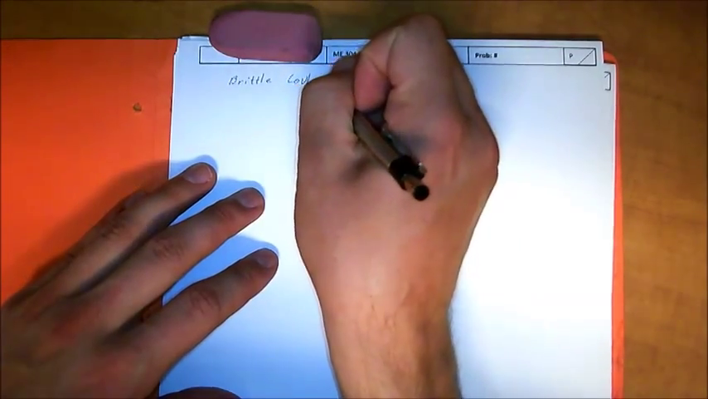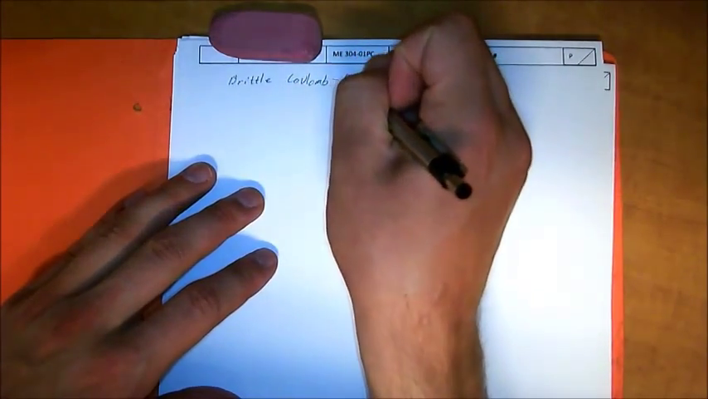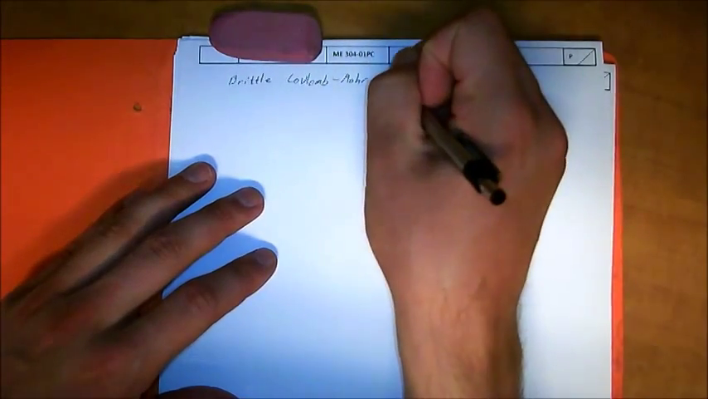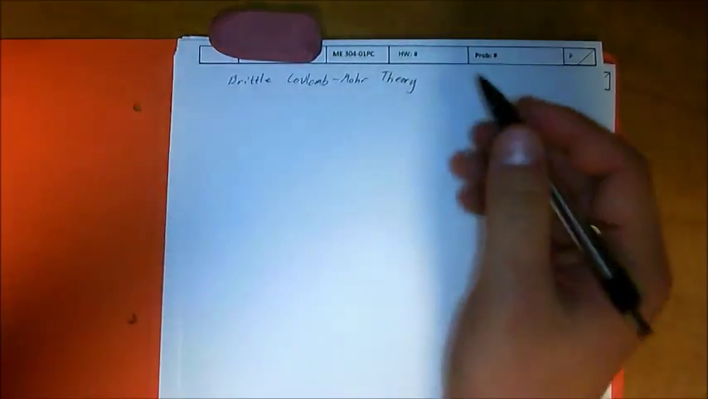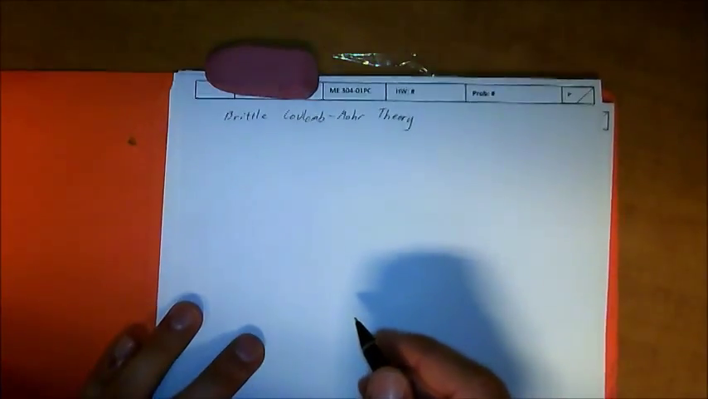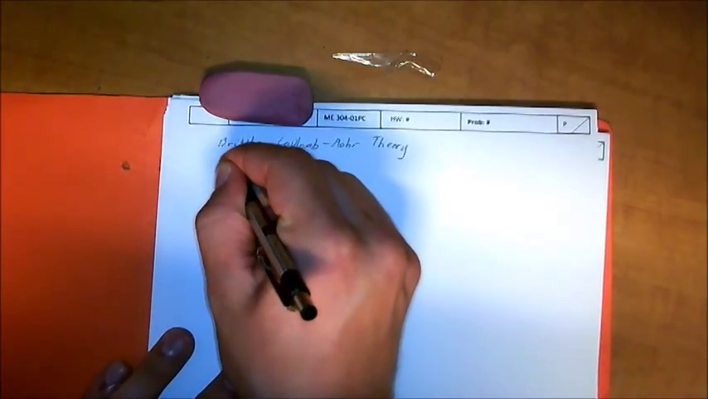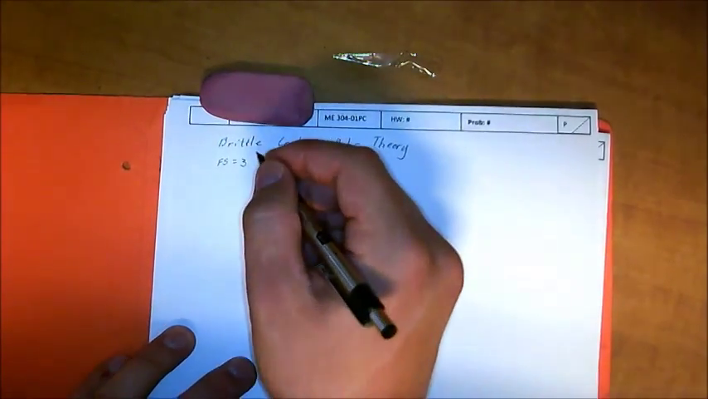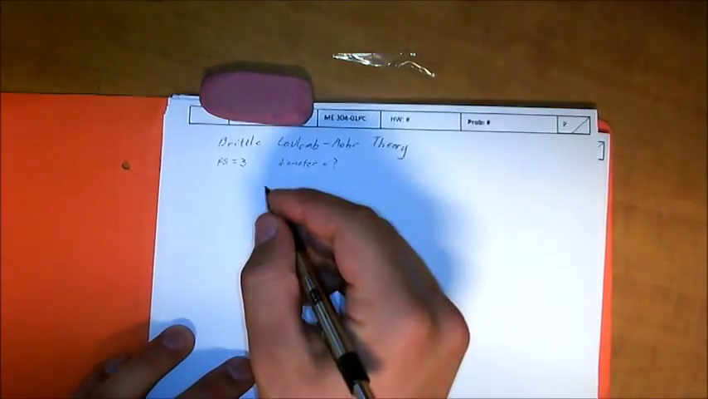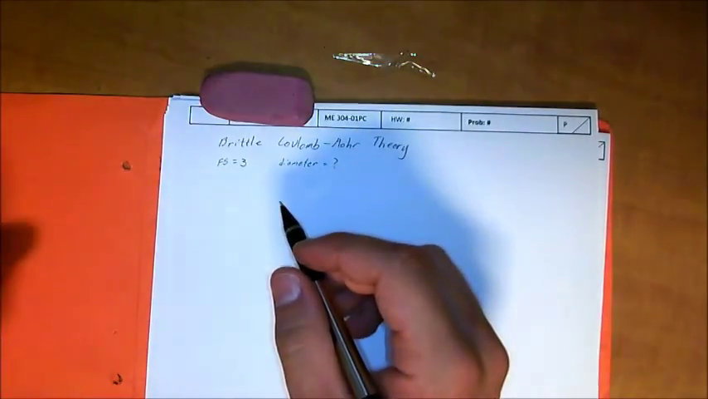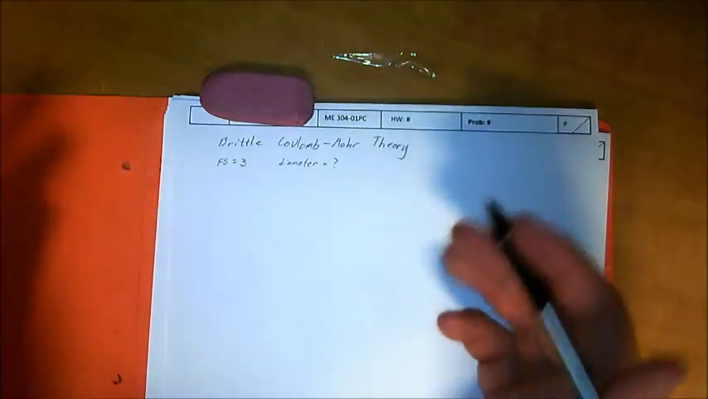Okay, so we're finding the diameter. As you could see in the previous chunk of stuff that we did, sigma a and b are in terms of diameter. So we're going to solve for the diameter now. We know that we have a factor of safety equal to 3. Diameter equals question mark. We saw earlier that the material was cast iron, so we know it's going to be brittle. So this is brittle Coulomb Mohr theory. You only use Coulomb Mohr for brittle materials. It's called brittle Coulomb Mohr, but sometimes you just call it Coulomb Mohr.